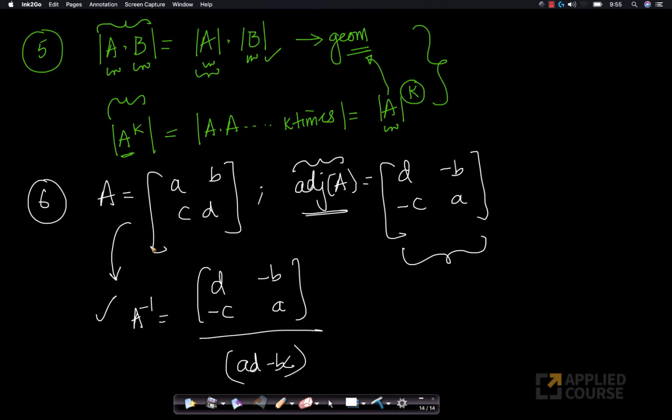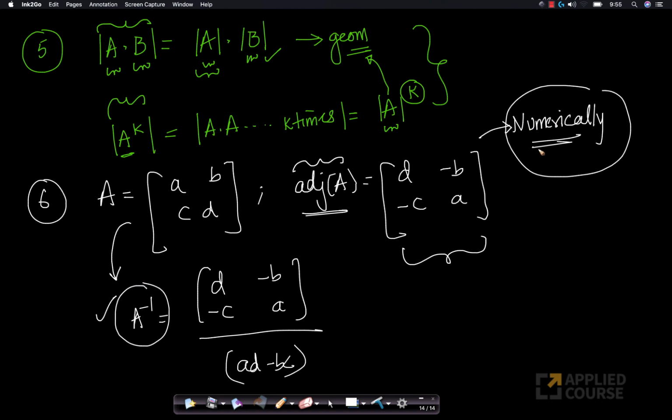Okay, it requires some practice, trust me, to be able to numerically solve for adjoint of A or cofactors, minors, A inverse, etc. If you want to numerically solve it by hand, you would need to practice. In the real world, most of this is done by computers, because you could have a 10 by 10 matrix, right? And that will be crazy hard to compute.